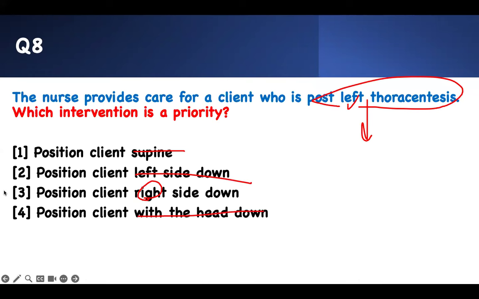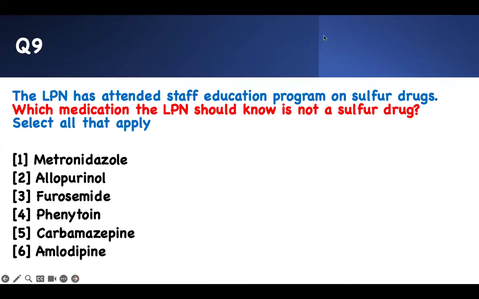Putting the head down is bad. Oxygenation problem. That's how you answer. You see how quick I answer? Yeah, it's our concept. You just write the concept down, and then you see that it's an easy question. Same thing, select or apply.